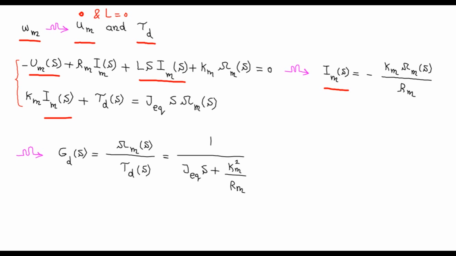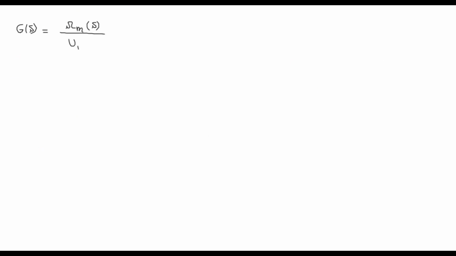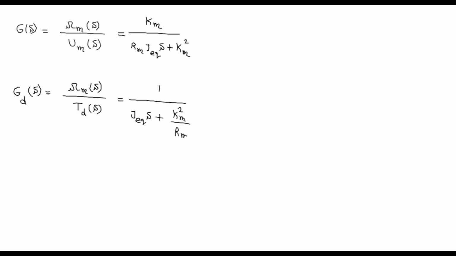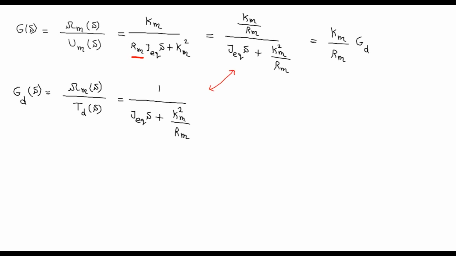By replacing Im in the second equation, we can easily show the transfer function between angular velocity and the external torque becomes this. So to recap, the transfer function between angular velocity and the motor voltage is this. And the transfer function between angular velocity and the external disturbance torque is this. As you can see, the denominators are very similar. To make them equal, we just need to factor out Rm, and here's what we get.